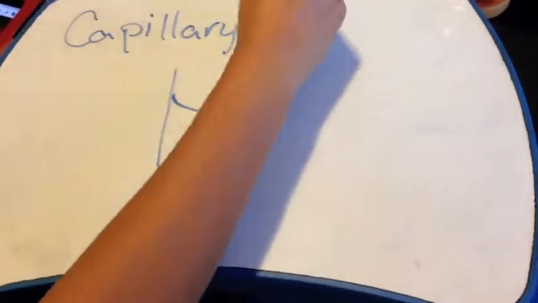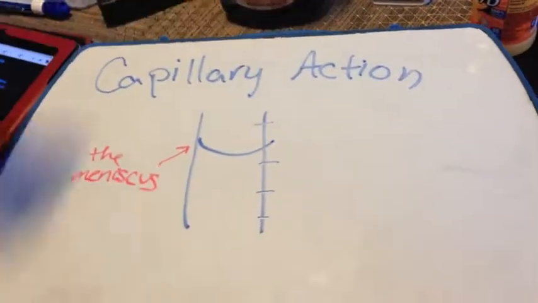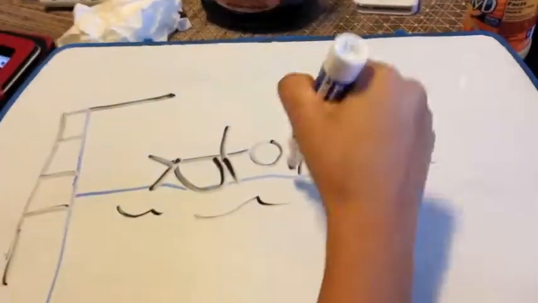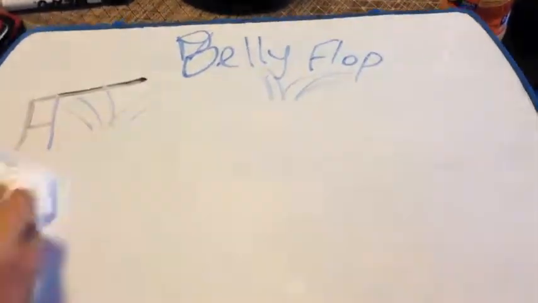And then we're going to talk about the capillary action, and that line that I drew was the meniscus. Now I'm drawing the surface tension, which would be a belly flop, and that's why there's that stick figure with a large belly.